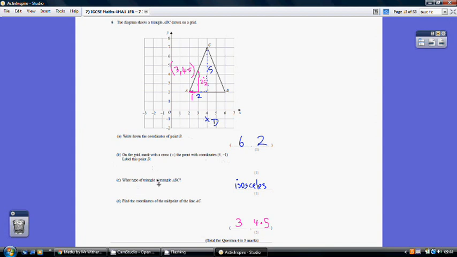Part C, what type of triangle is triangle ABC? Well, ABC has got two sides that are the same length, not 3, so that is an isosceles triangle.